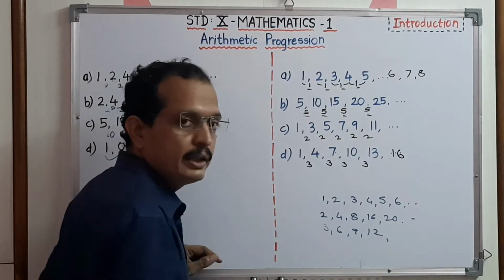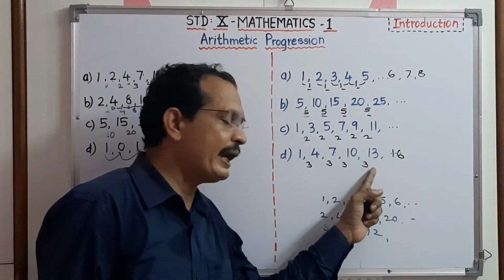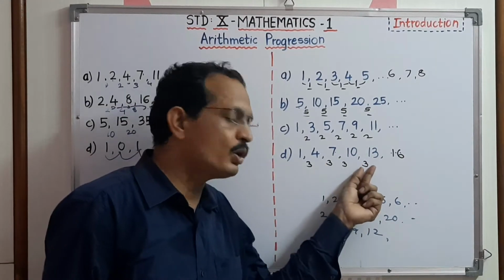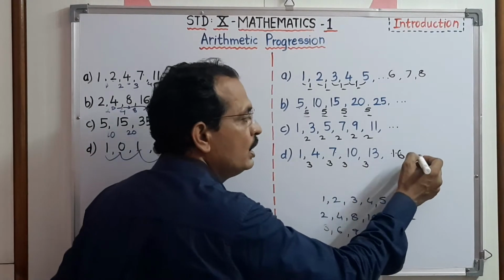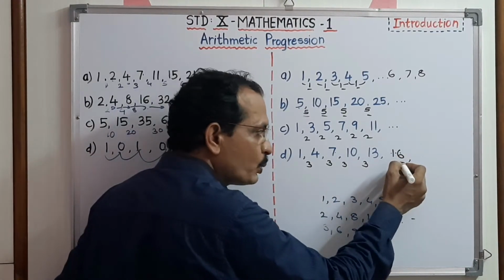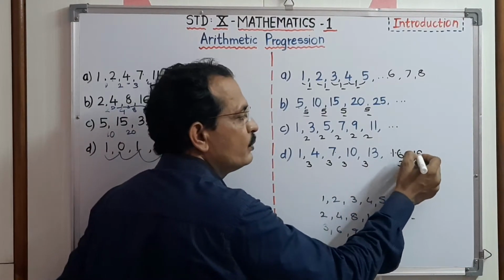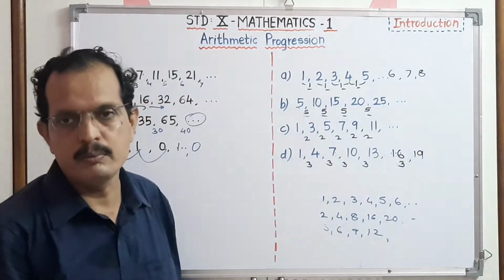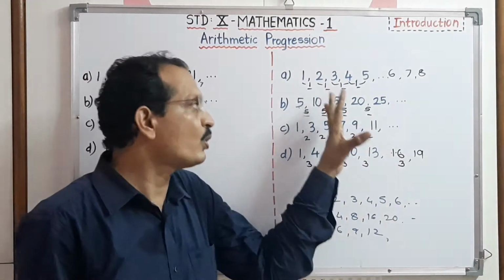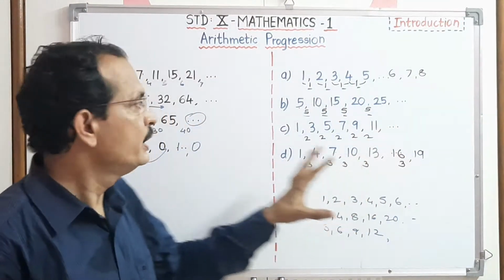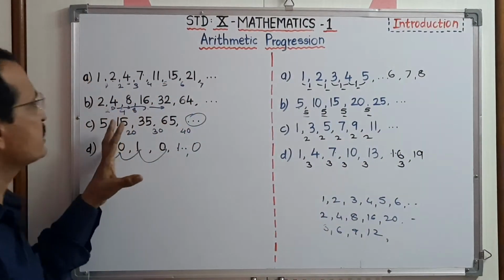How will we get this? For getting 16, I add a constant number, that 3, to the previous number. Suppose I have to find the next number, I must add 3 to this 16, then we will get 19. That means all these sequences I have written followed a specific rule. In this also they are following a specific rule.